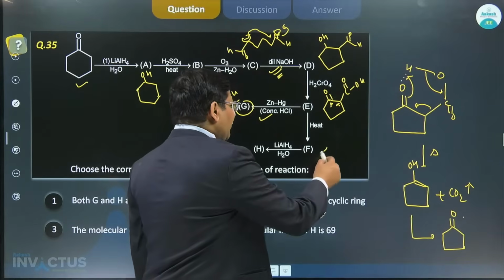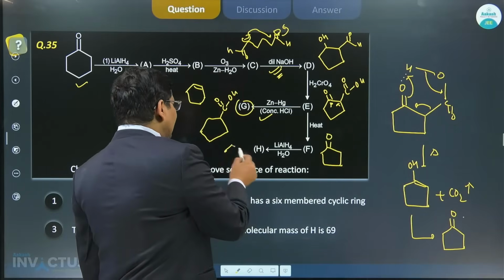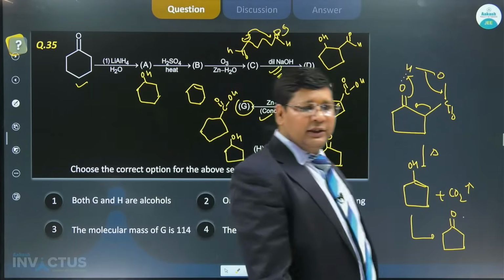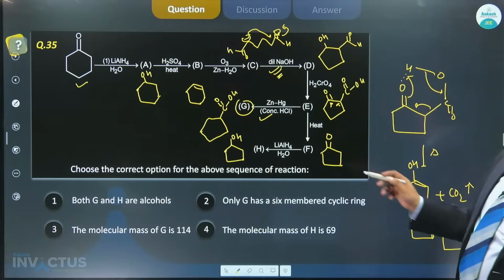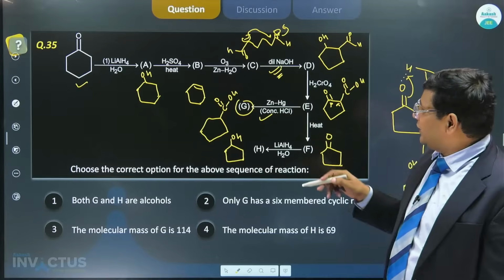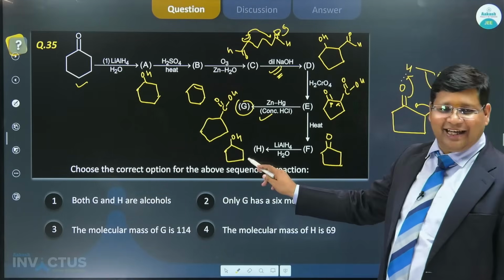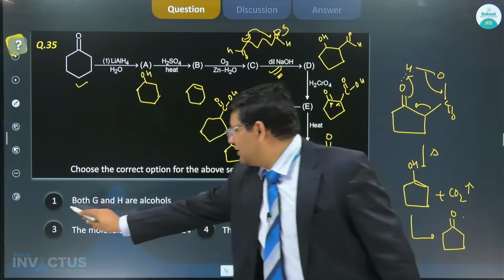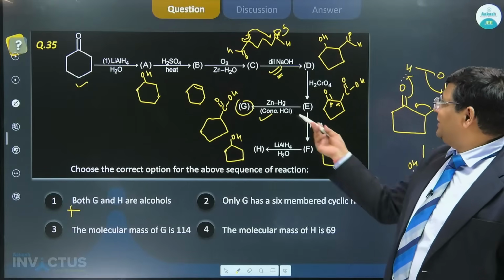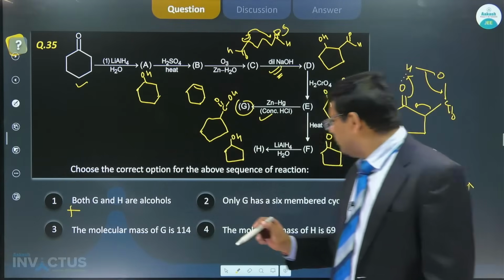So now, compound F will be ketone after losing CO2, and this will be alcohol. Right, students? See, we were able to recognize all the compounds in the given structure. Now we can check. So both G and H are alcohol. So this is G and this is H. It is not alcohol. This is wrong. Only G has a 6-membered cyclic ring. It is wrong. And the molecular mass of G is 114.